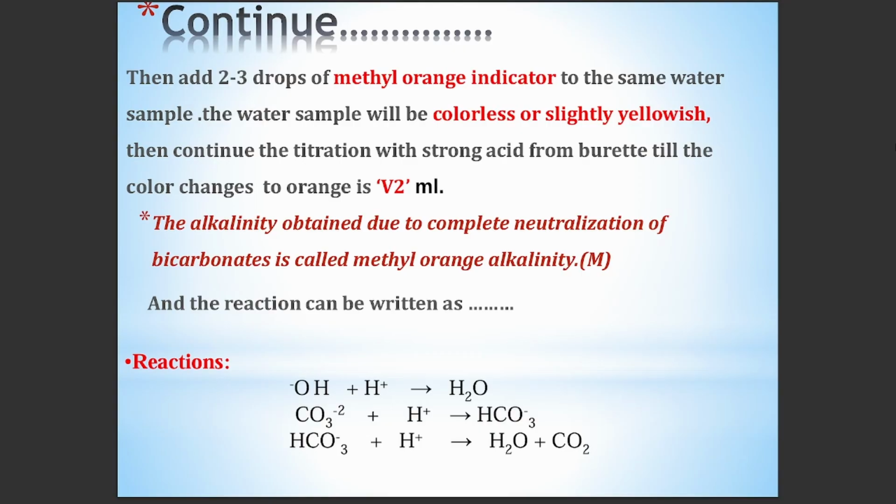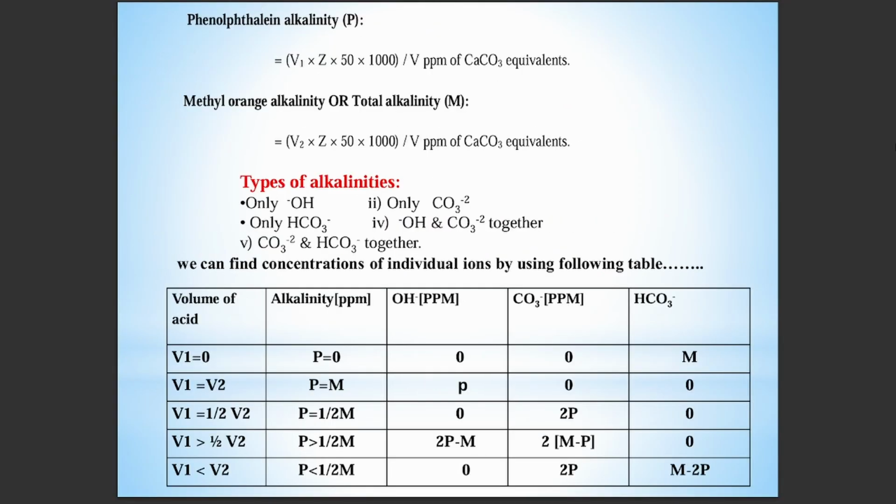So from V1 and V2, we know the concentration of acid, and we know the volume of water sample taken for the titration. Based upon that, we can derive the formula for the phenolphthalein alkalinity and methyl orange alkalinity. So P, that is phenolphthalein alkalinity, is equal to V1 into Z into 50 into 1000 divided by V, ppm CaCO3 equivalent.